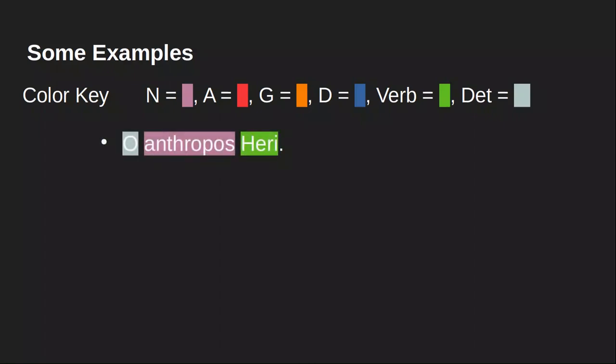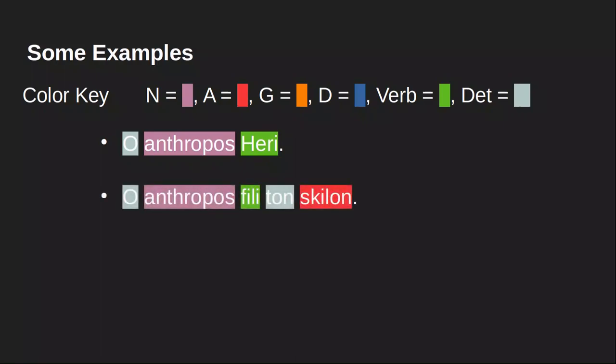So the first example, o anthropos heri. So anthropos is the nominative, and heri means rejoice or rejoices. So o anthropos rejoices, the man rejoices. There's only one case that he can be in, and that is the nominative case. Here we have our second example, o anthropos phili ton skilon. The man, phili, loves, like Philadelphia, the city of brotherly love, ton skilon, the dog.